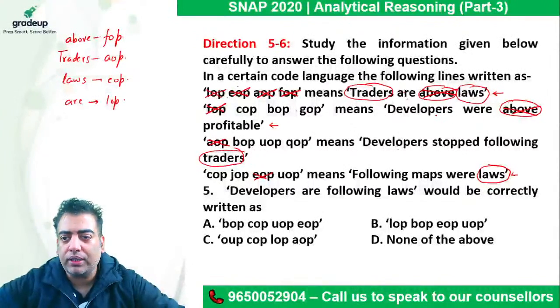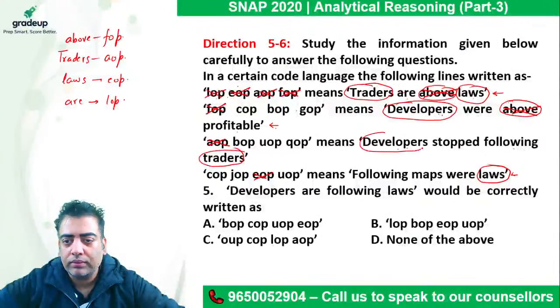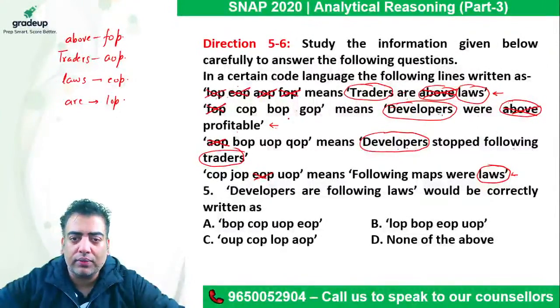Now let's compare statement number 2 and 3. Developers were profitable. Developers stopped following. The only word common is developers. All right. So against it, the value common between these two is BOP. So the code for developers comes out to be BOP.